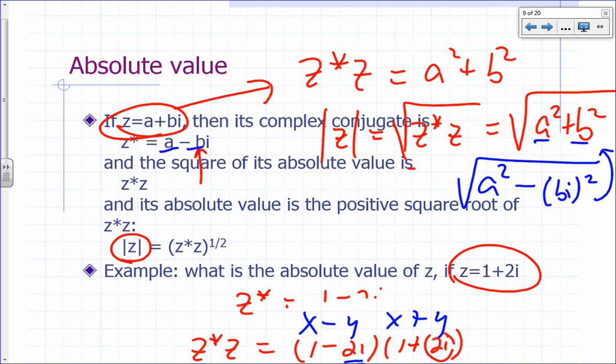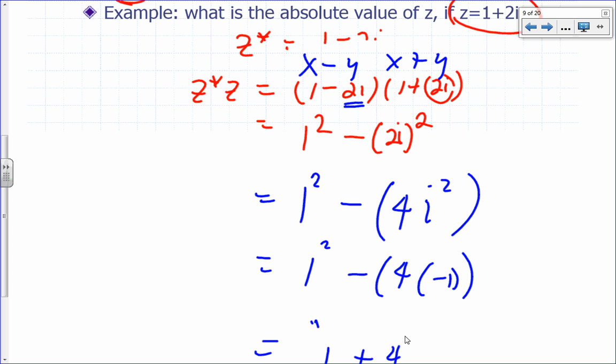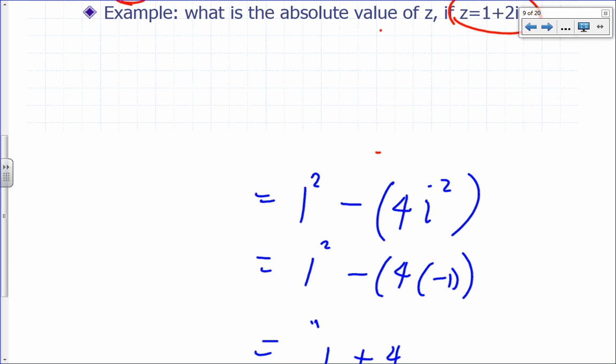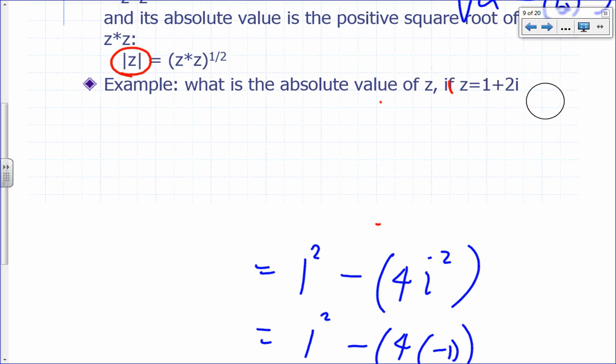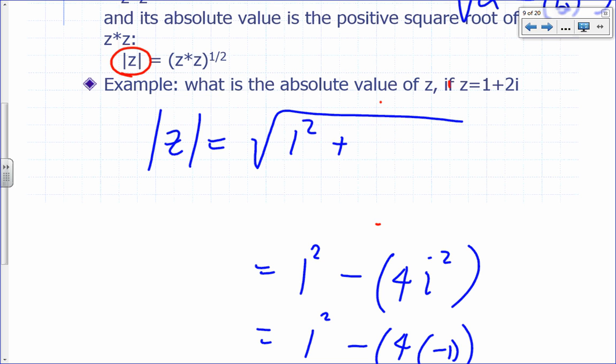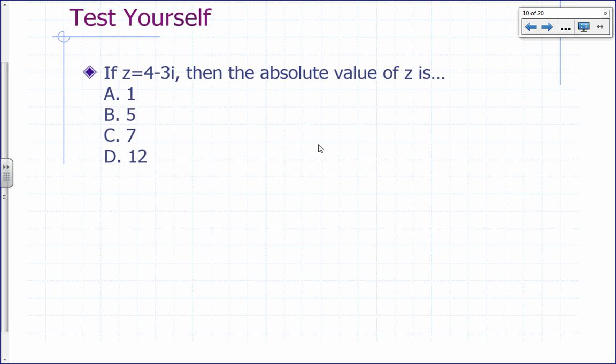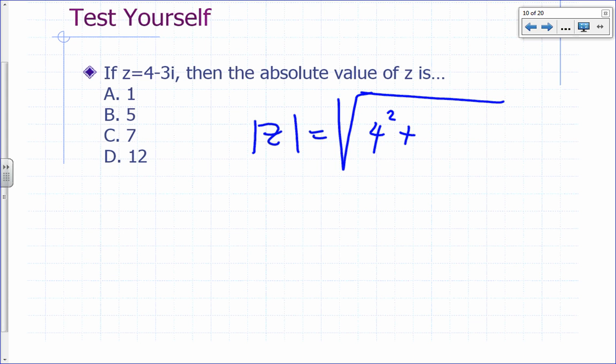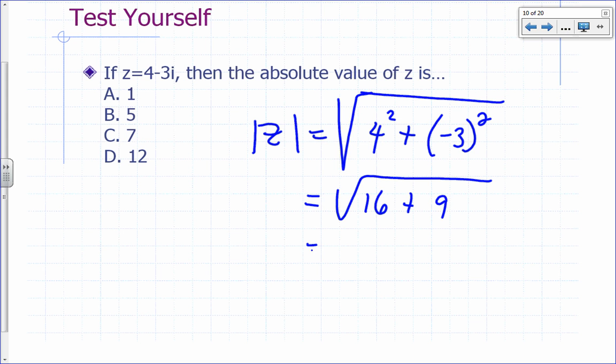You got it? Okay, so let's look at this example. What is the absolute value of 1 plus 2i? Absolute value of z would be the square root of 1 squared plus 2 squared, square root of 5. Okay? So if z is equal to 4 minus 3i, what's the absolute value of z? Square root of a squared plus b squared, which is 4 squared plus -3 squared, square root of 16 plus 9, square root of 25.